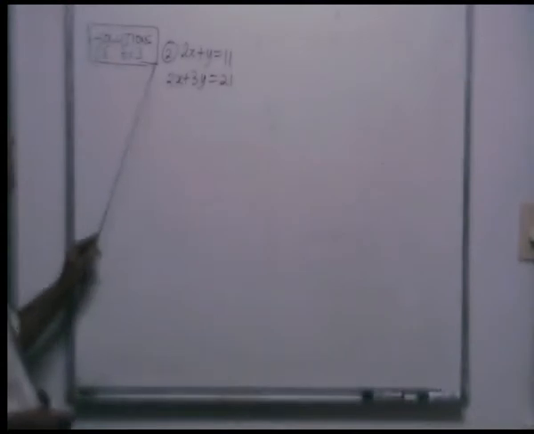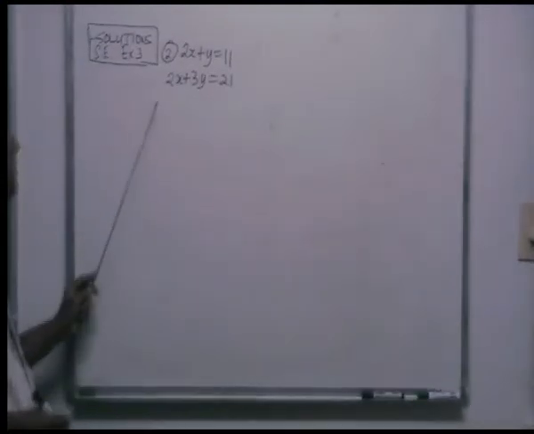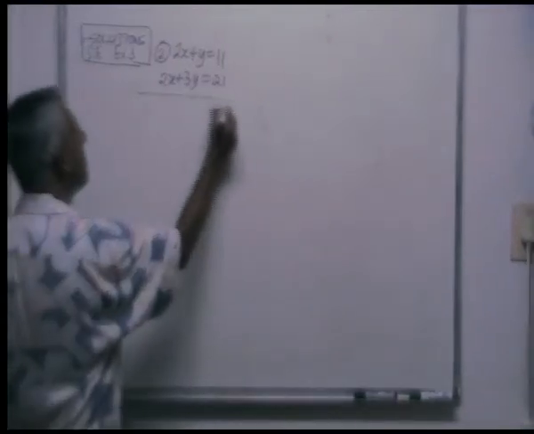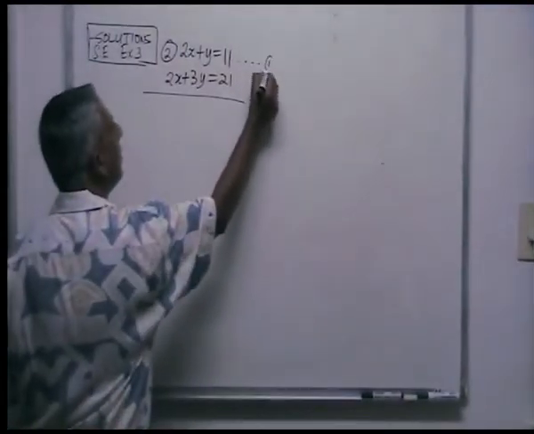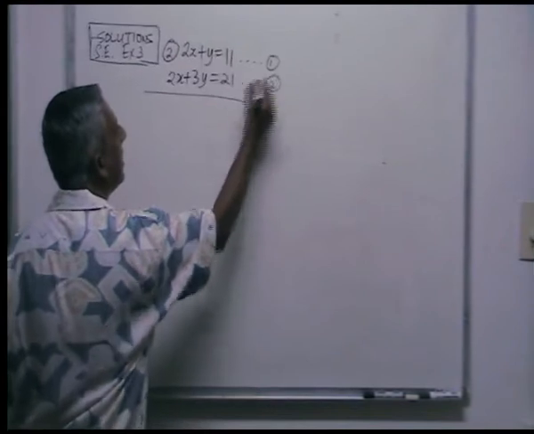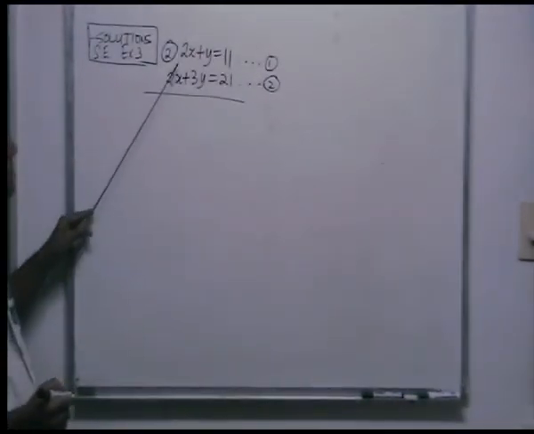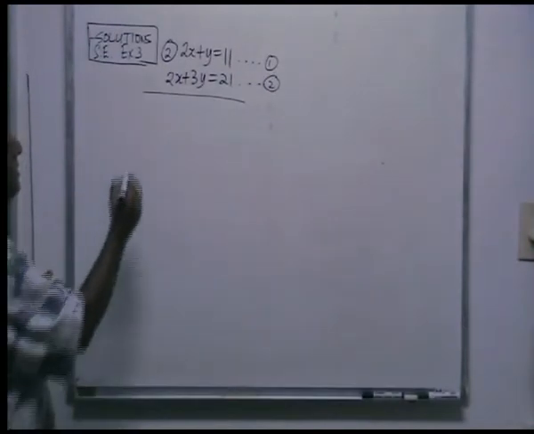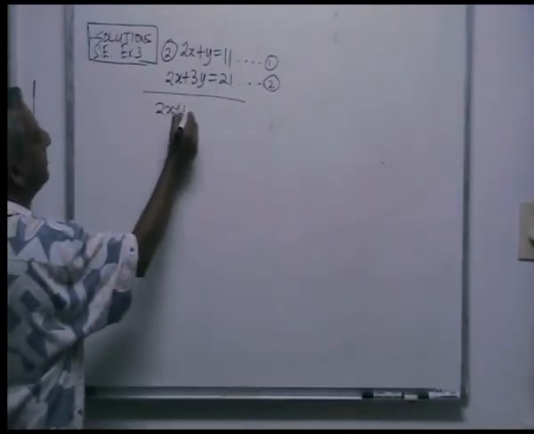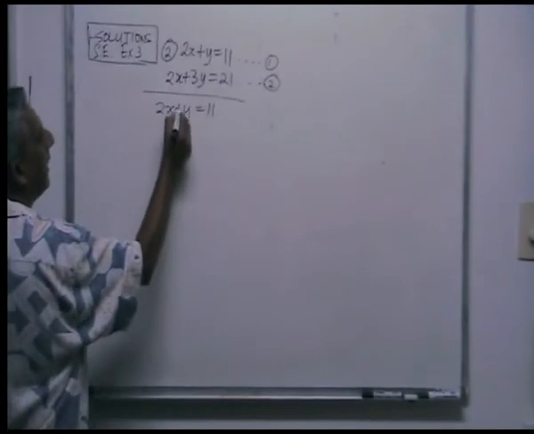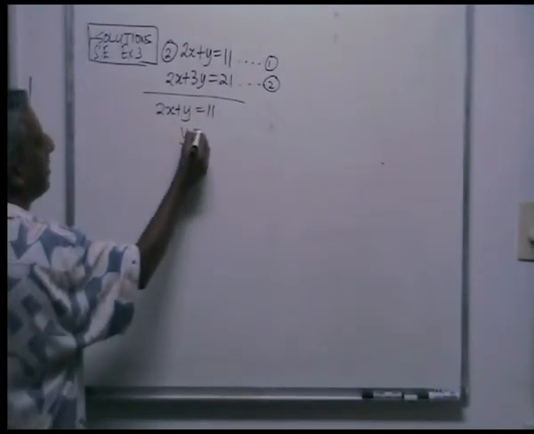Here we have number 2. 2x plus y is equal to 11. 2x plus 3y is equal to 21. We want to substitute one equation into the other. So you always look for the easier equation. Obviously the first one is easier. So I take the first one and I write it down. And then I make y the subject of the formula.